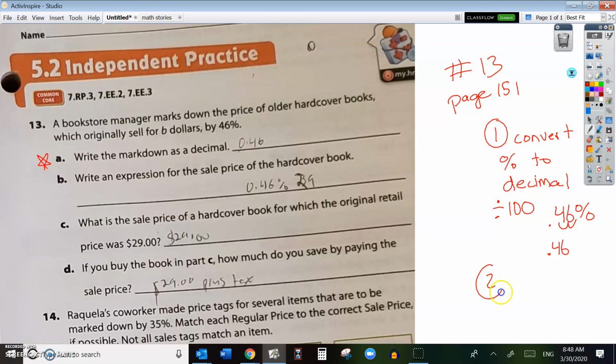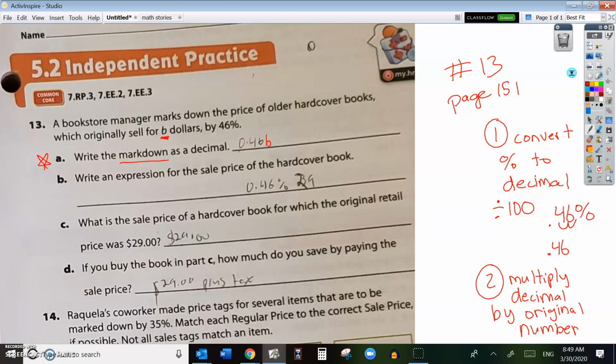Okay, don't forget step 2 though. Step 2 is multiply decimal by original number. In the case of problem 13 letter A, we don't know the price. We do know that the book is selling for B, so your response would be totally correct if you had a B right here next to your 0.46. So 0.46 times B will give you the markdown for that decimal.